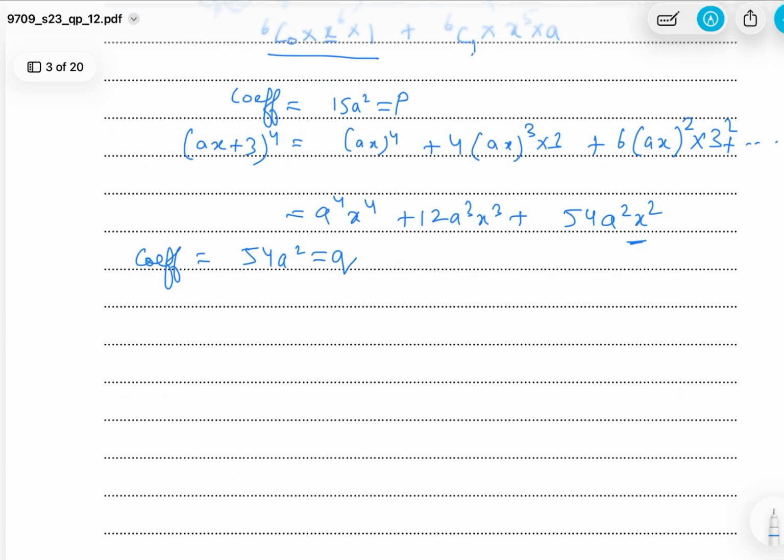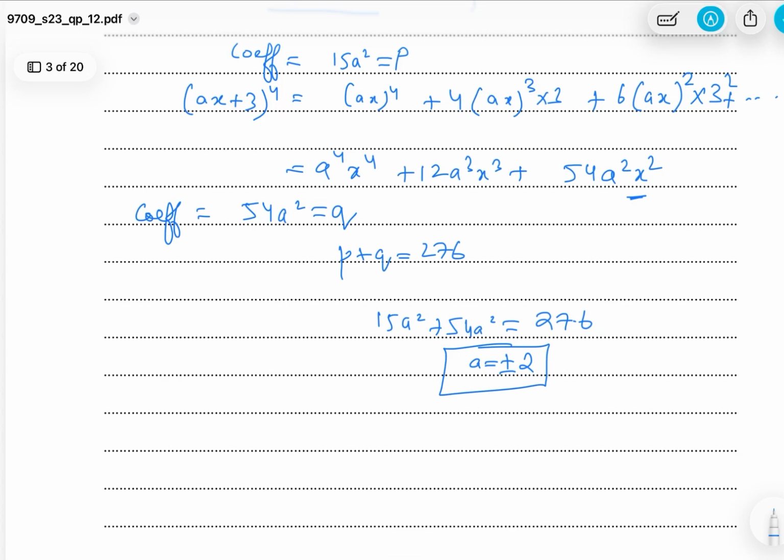Now we know that p plus q equals 276. So we write p plus q equals 276, that is 15a square plus 54a square equals 276. That will give us a equals plus or minus 2.